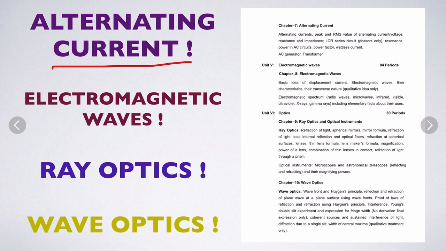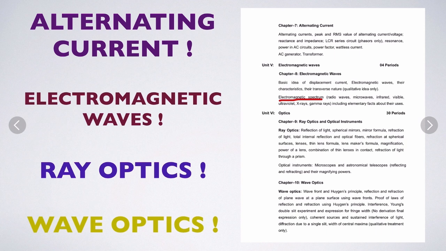Then after that, we have electromagnetic waves. In this chapter, we don't have any long answer questions, and you may get 2 to 3 marks only from this chapter. Mainly, this chapter is in 2 parts. All of you know it very well. The first part gives you the definitions of displacement current, electromagnetic waves, their characteristics, their transverse nature, and their equations. All those things are given in this first part. In the second part, they have given the spectrum, and they have given the 7 types of waves.